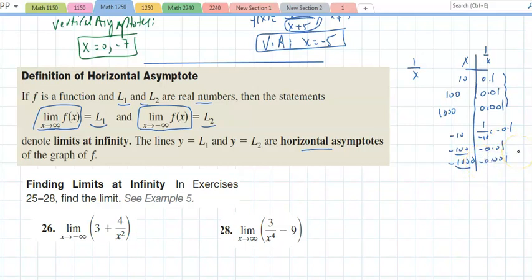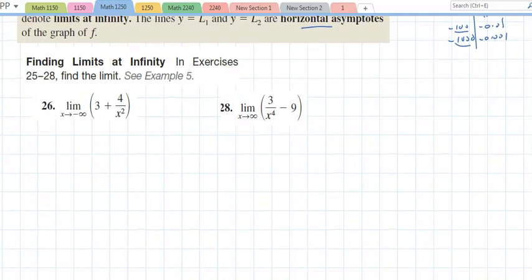So do we agree that if we have a number over x and we take the limit as x approaches infinity, that's a 0? Or if we take the limit as x approaches negative infinity, that's also a 0? So any number over x, as x grows, if the denominator of the fraction grows, the whole fraction approaches 0. We're going to use that to our advantage and look at the next two problems and even the problems after that. It says find the infinite limit. So here's the deal.